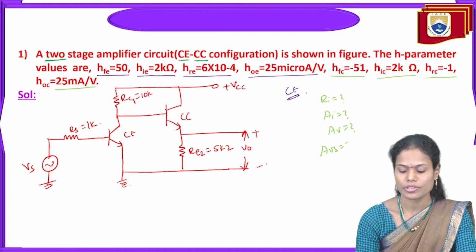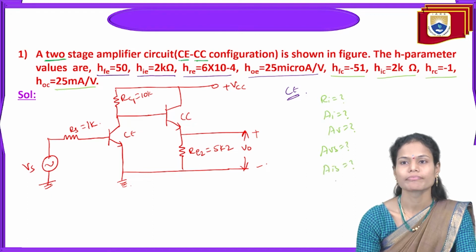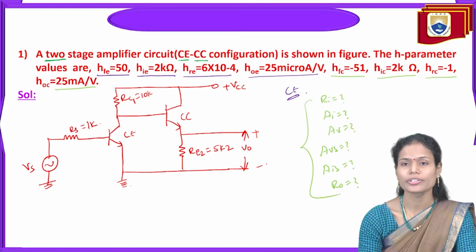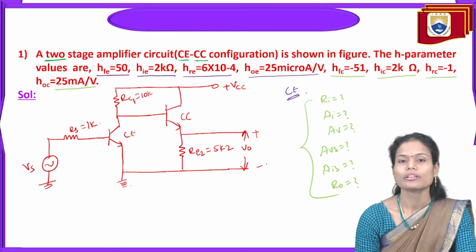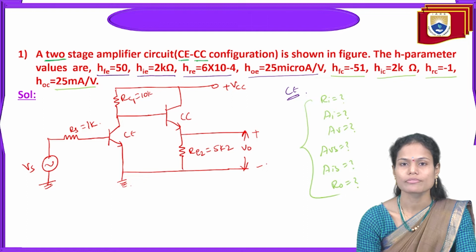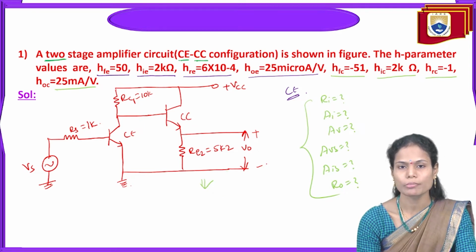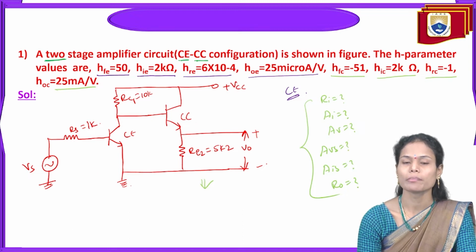the overall voltage gain and the overall current gain and output impedance of the circuit. These are the parameters we need to calculate from this multi-stage amplifier here. So the first step to find these parameters is, first of all, we have to draw the simplified or equivalent circuit of this given circuit. Then we have to check whether we need to go for the approximate analysis or exact analysis. Depending upon that, we have to choose the formulas.